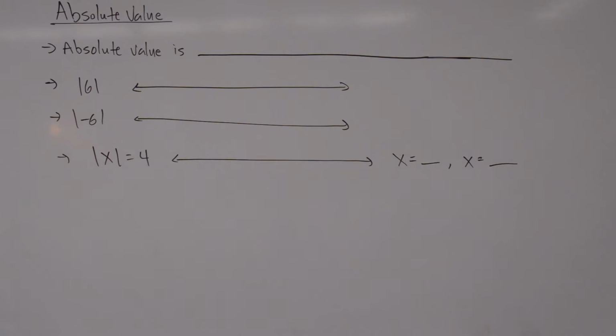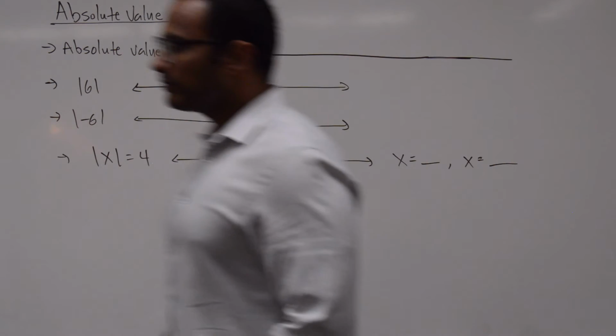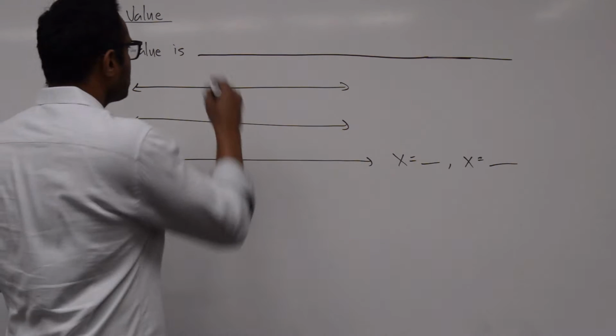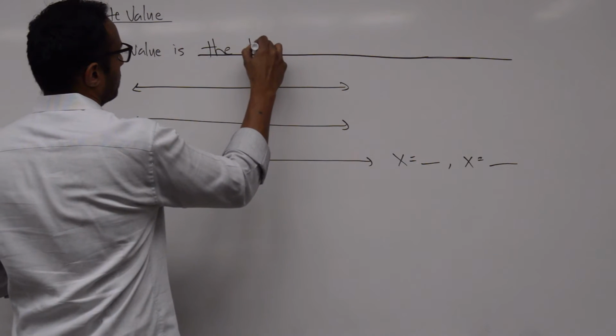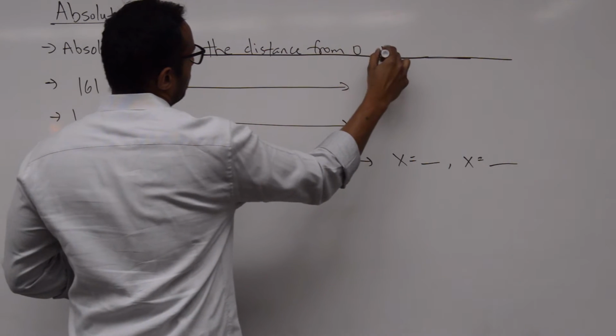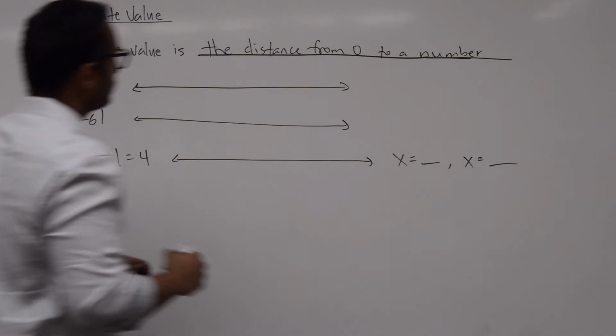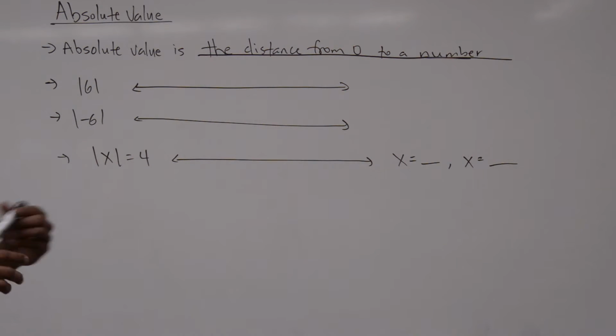This section talks about solving absolute value equations. So first of all, what is absolute value? Absolute value is the distance from 0 to a number. Okay, so absolute value is the distance from 0 to a number.